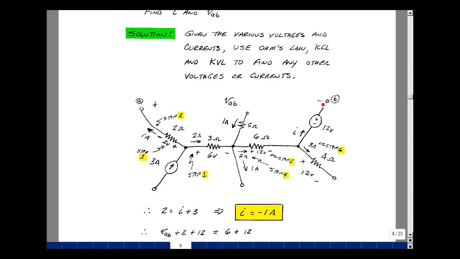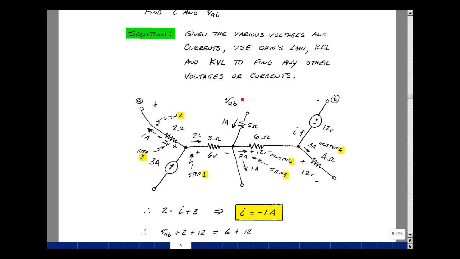Now let's go around a loop here. Here's my V sub AB. I can go back this way, and I've got all the voltages figured out except V sub AB. I could go around the loop clockwise. I can go around the loop counterclockwise. Let me go around counterclockwise just to be different.